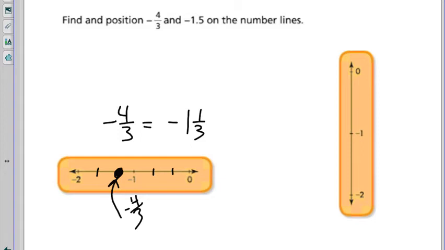-1 5/10. I don't have to go to fractions here. This, of course, is rational because it's negative 1 5/10, which is 15/10. Okay, so anyway, here's a 0, and here's a -1/2, and here's -1 and -1 1/2. So -1 5/10 goes right there.